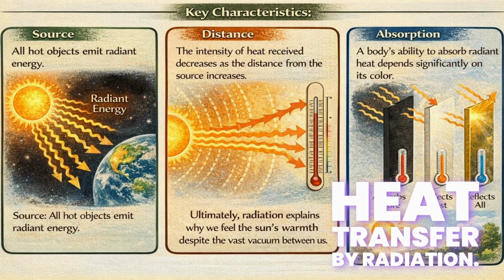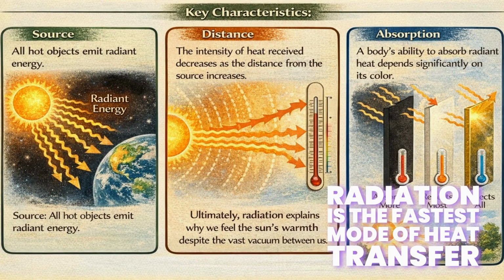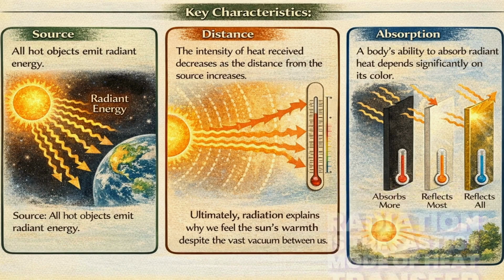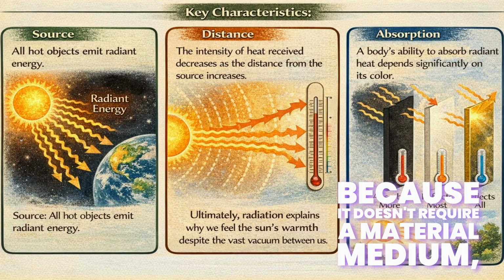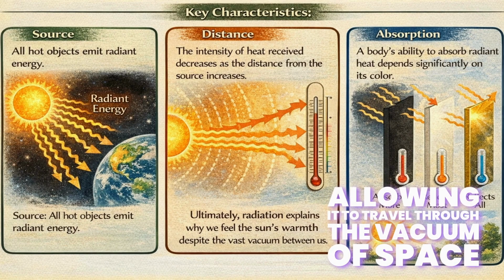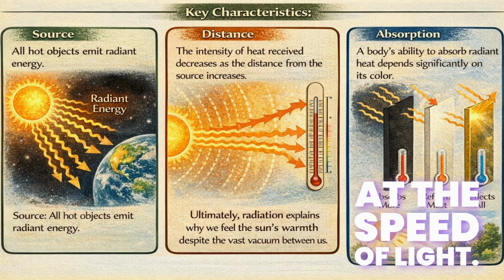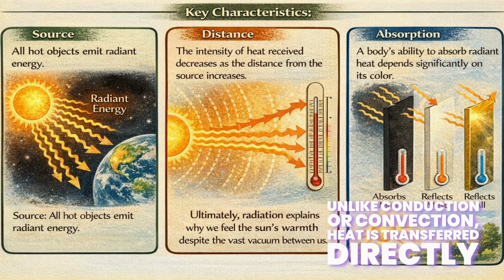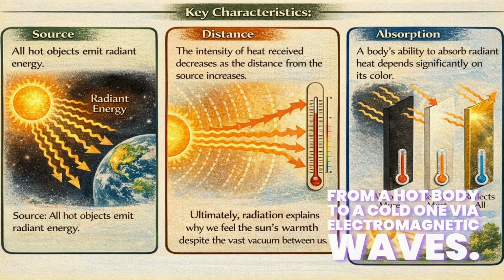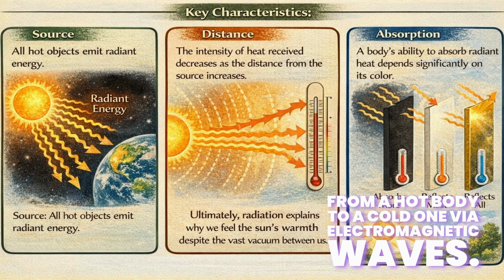Heat transfer by radiation. Radiation is the fastest mode of heat transfer because it doesn't require a material medium, allowing it to travel through the vacuum of space at the speed of light. Unlike conduction or convection, heat is transferred directly from a hot body to a cold one via electromagnetic waves.